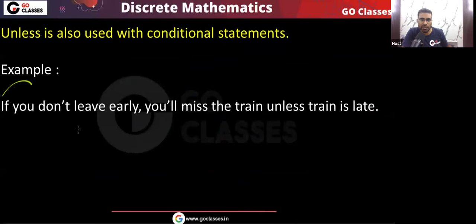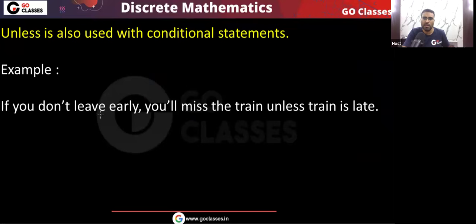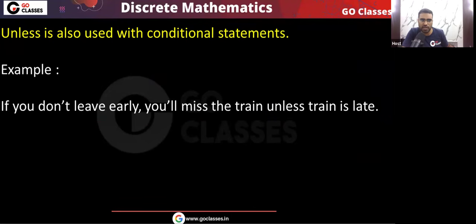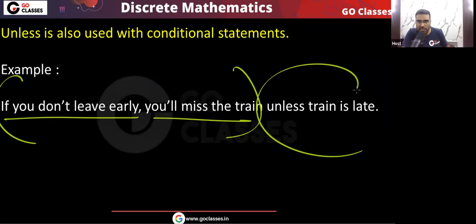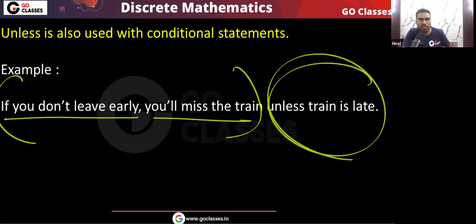The actual correct one is that you consider this as one unit and this unless is another unit. But by mistake, if you consider this as one unit, then also no problem. Then also it is not a big problem. But remember, the correct way is this is one unit, this is another unit. This is a very intuitive thing. You can intuitively understand this, that this is one statement, this is the entire statement. If you don't leave early, you will miss the train unless the train is late. So this is just an additional part, I can say.